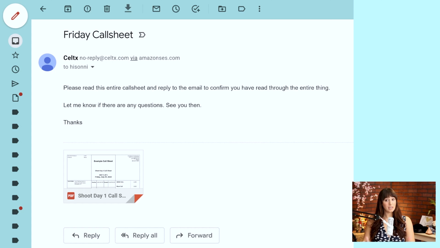Also, this is really important. If you don't respond to your call sheet, someone's going to assume that maybe you're not available anymore, maybe you're not interested, and the chances of you getting recast are very high.